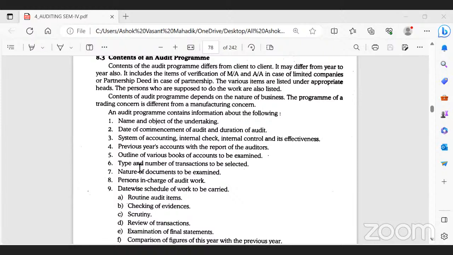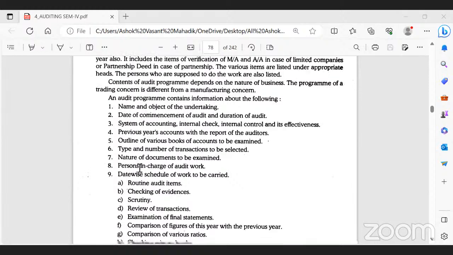Remember that in case of audit, there are a few types which allow the auditor not to go into detail or check each and every transaction. So there is test checking. When you have a look at the types of audit videos, you will come to know about that.